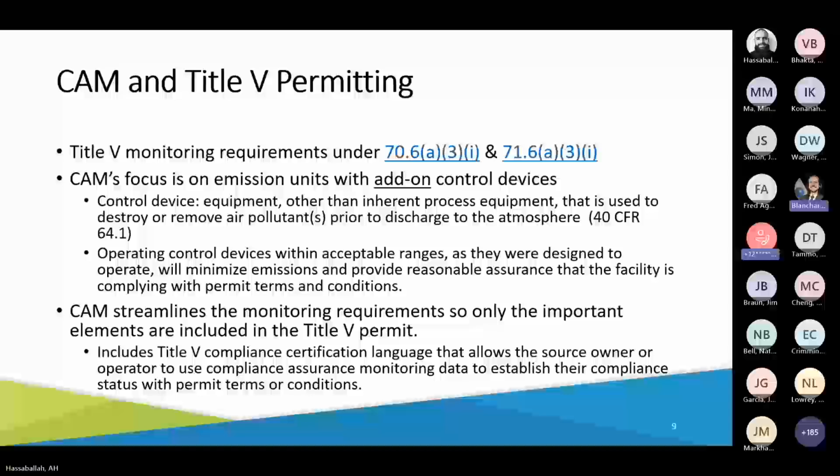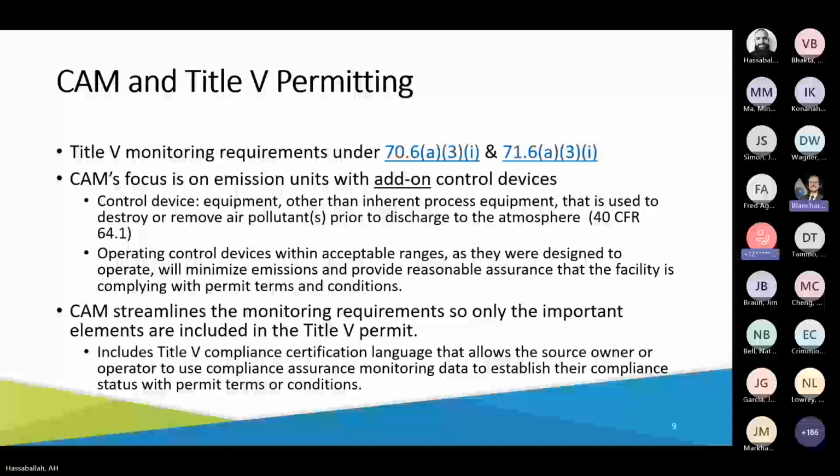A little bit of connection between CAM and Title V permitting. Title V monitoring requirements are listed in 70.6(a)(3)(i) and 71.6(a)(3)(i) as well, depending on who the permitting authority is. And CAM's focus is specifically on emission units with these add-on control devices. A brief summary of what a control device is: it's equipment other than inherent process equipment that is used to destroy or remove air pollutants prior to discharge to the atmosphere. And that's found under 40 CFR 64.1.